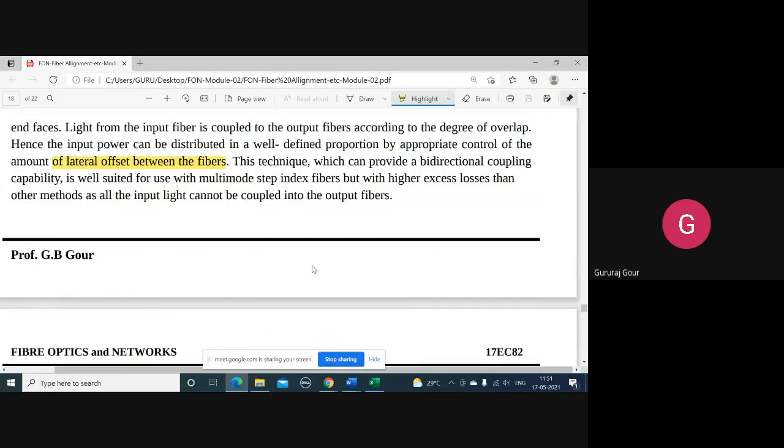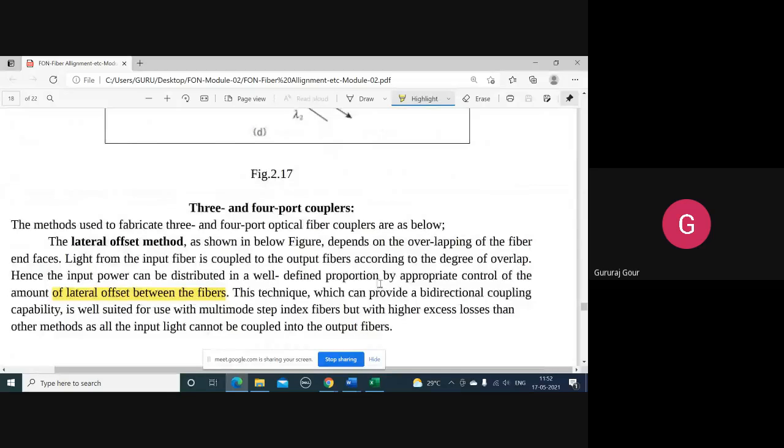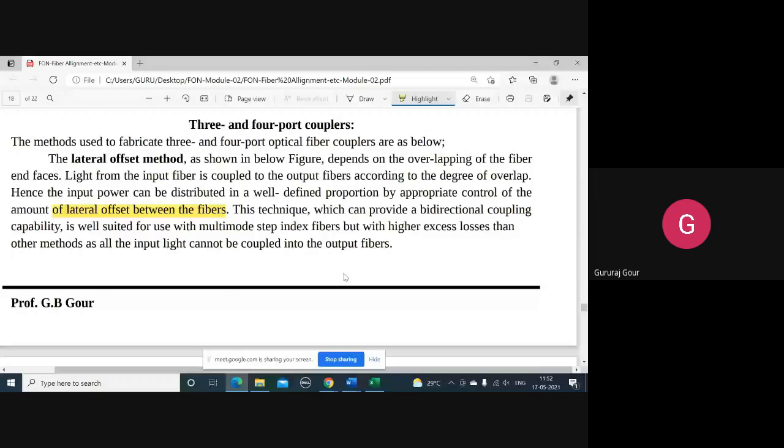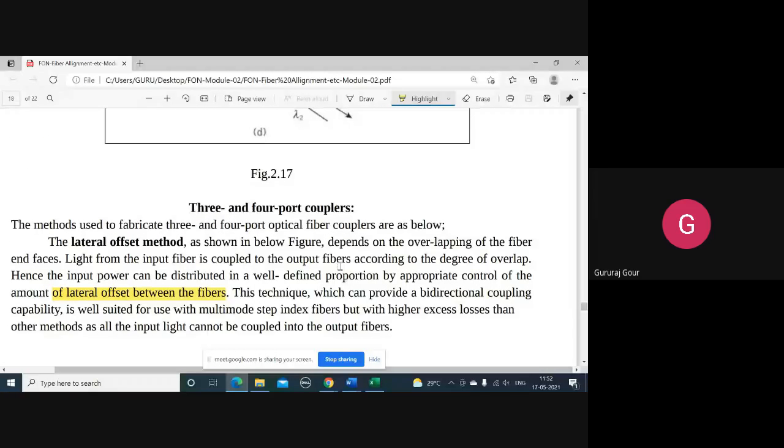For that we are using the lateral offset method. Depending on how the signals overlap from each of these fiber sections, that is going to decide how they can be coupled together to form the splitter, by keeping some lateral offset or not.